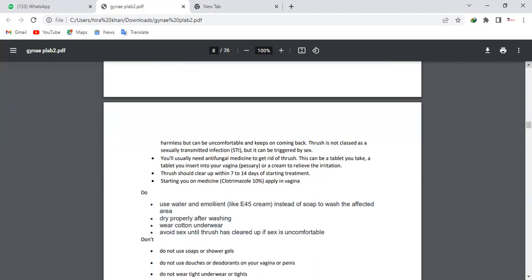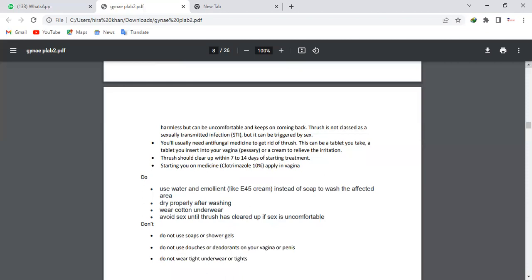And then mention, in very beautiful words, there are a few things you can say, some do's and don'ts that you are supposed to follow, Saira. So to get better as soon as possible, please try to use water and emollient instead of soap to wash the affected area. Dry the area properly, because the risk of yeast increases when the environment around it is moist. Wear cotton underwear and avoid sex until the thrush has cleared up. If sex is uncomfortable, you can still say, try to avoid sex because it might be uncomfortable for you.